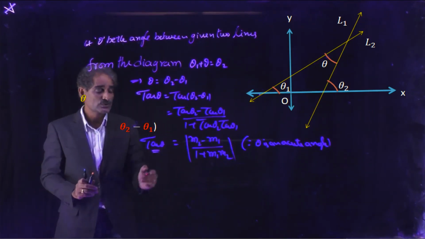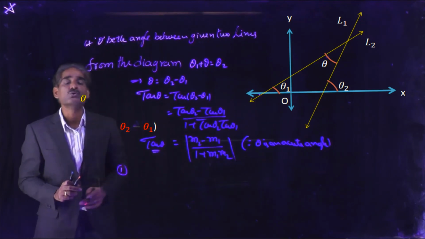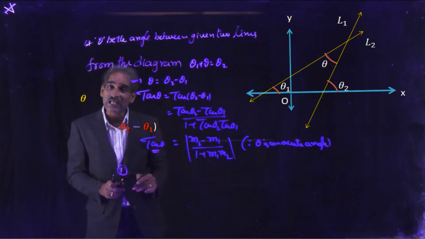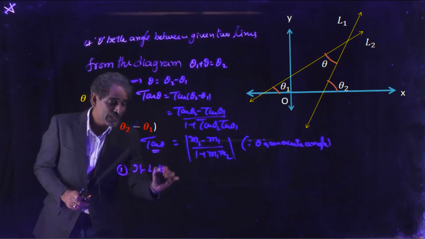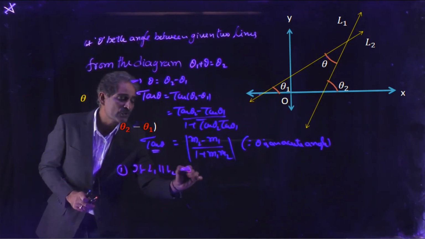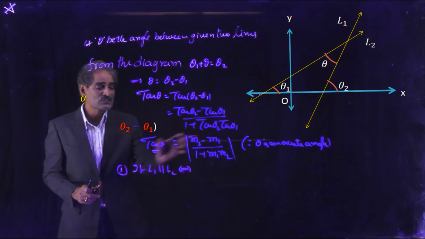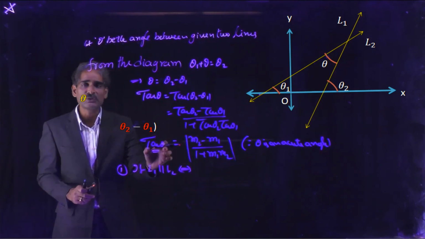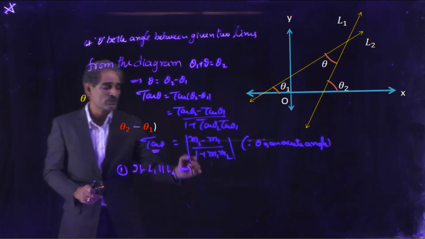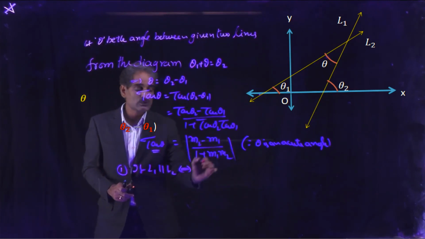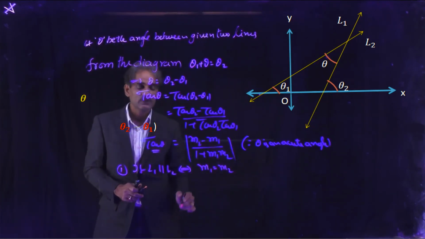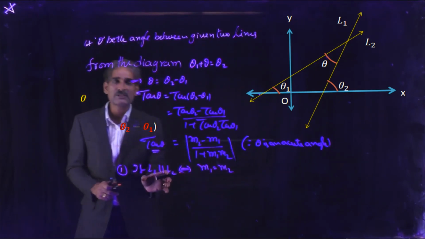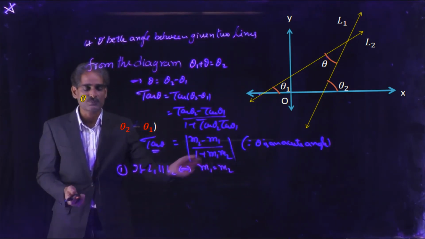Understand? So just observe that if the two lines are parallel, if L1 is parallel to L2, then what happens? If the lines are parallel, the angle should be 0. Tan 0 is 0. This implies M2 minus M1 equals 0. That means M1 is equal to M2. If M1 equals M2, the lines are parallel. If the lines are parallel, the slopes are equal.